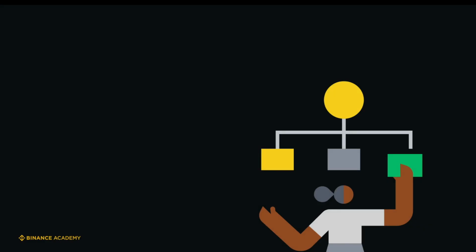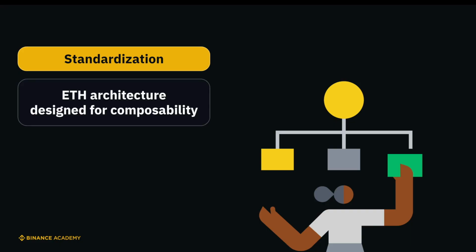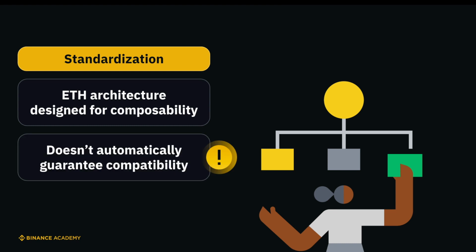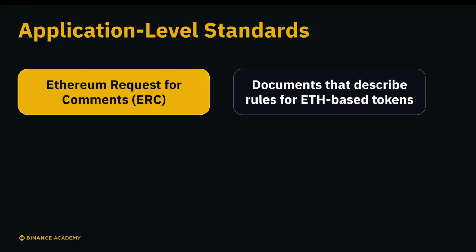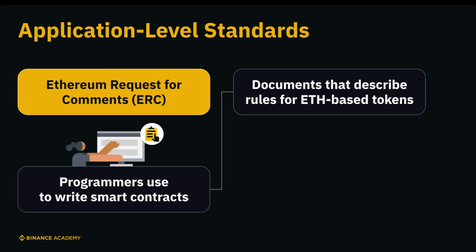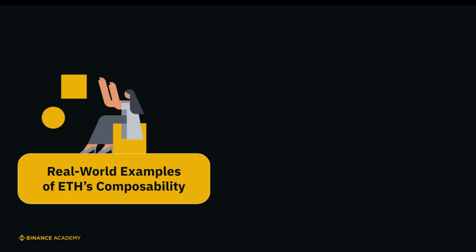Another critical infrastructure element that enables composability is standardization. Although Ethereum's architecture was designed to facilitate composability, it doesn't automatically guarantee the compatibility of functions and interfaces across different DApps. This is why application-level standards have been established through a protocol called Ethereum Request for Comments, commonly known as ERC. These are documents that describe rules for Ethereum-based tokens, which programmers use to write smart contracts. Some of the most popular include ERC20, ERC721, and ERC1155, each for issuing different types of Ethereum tokens.